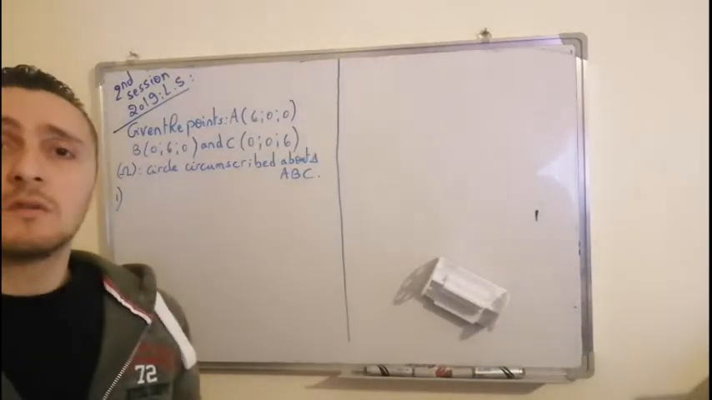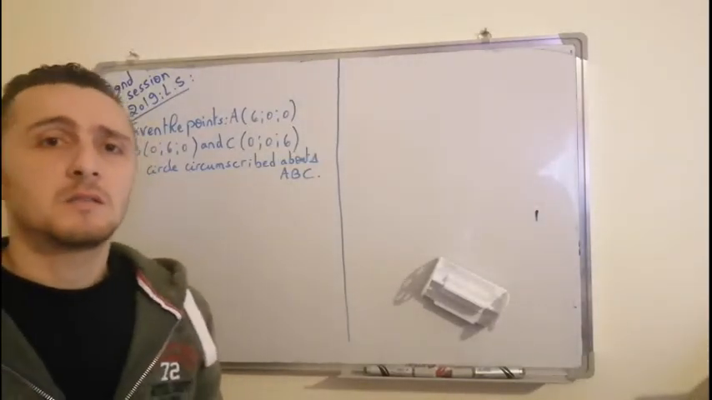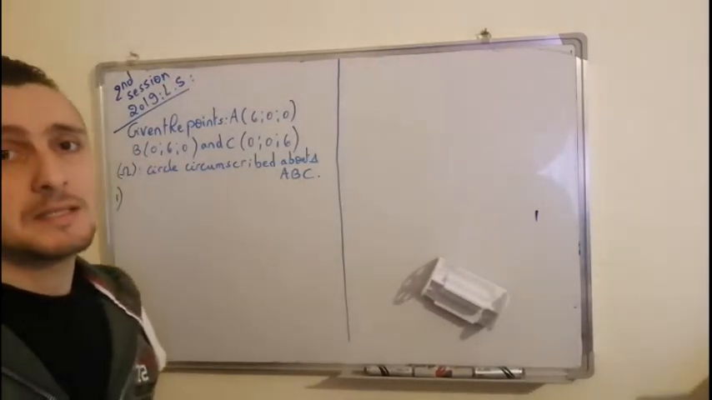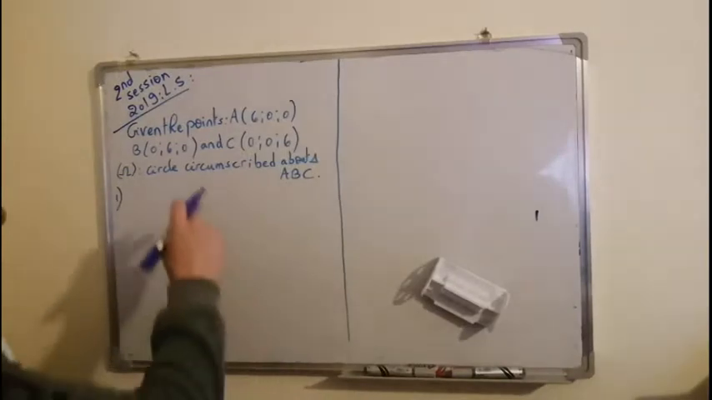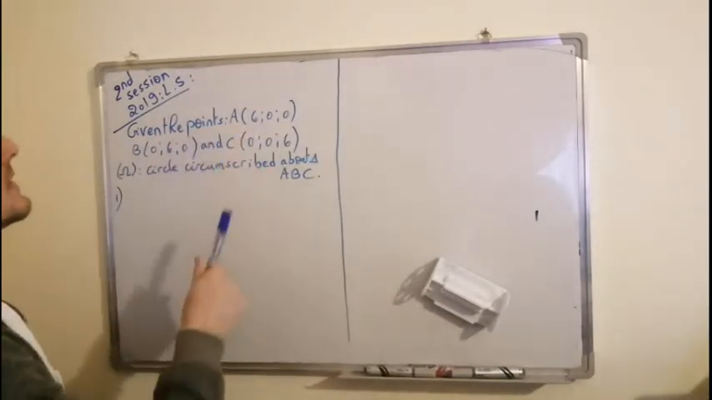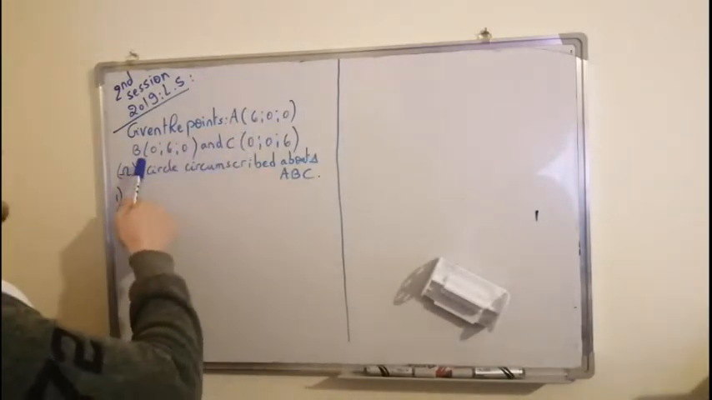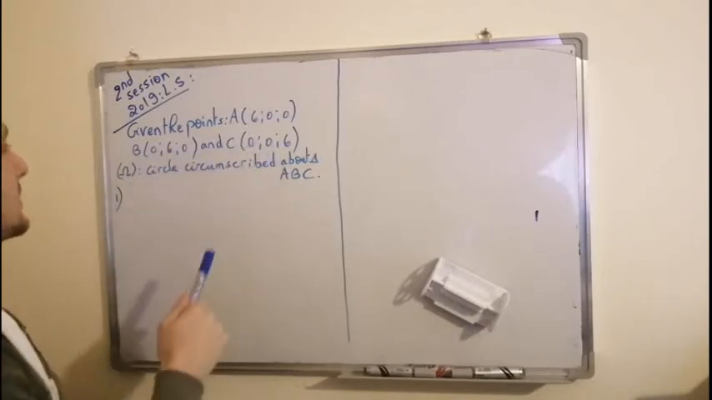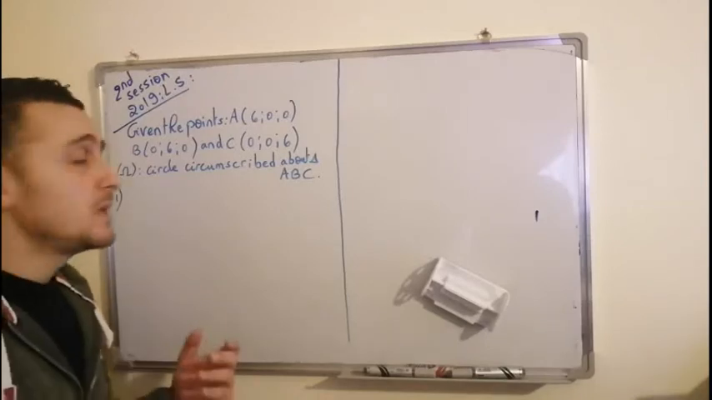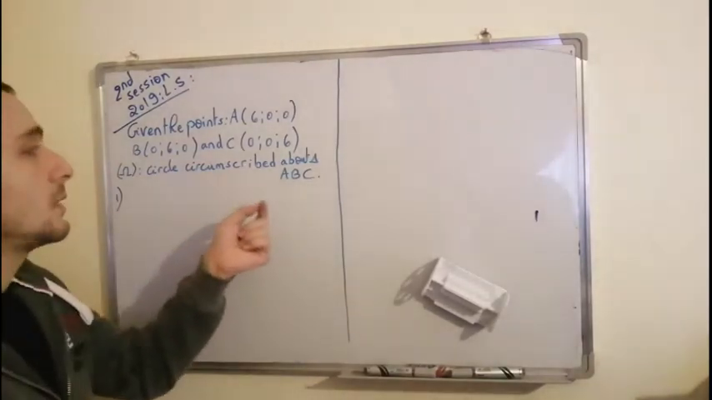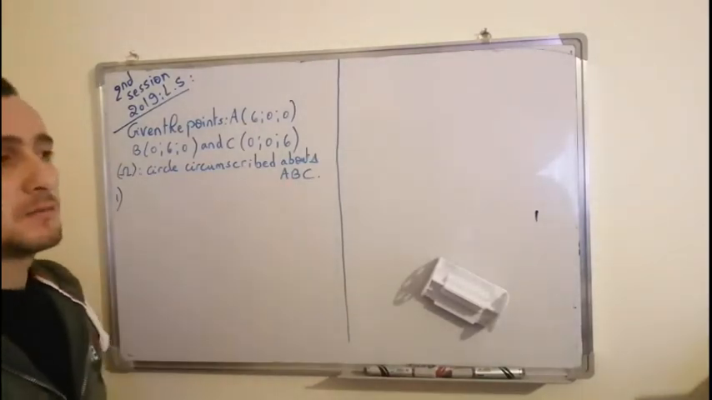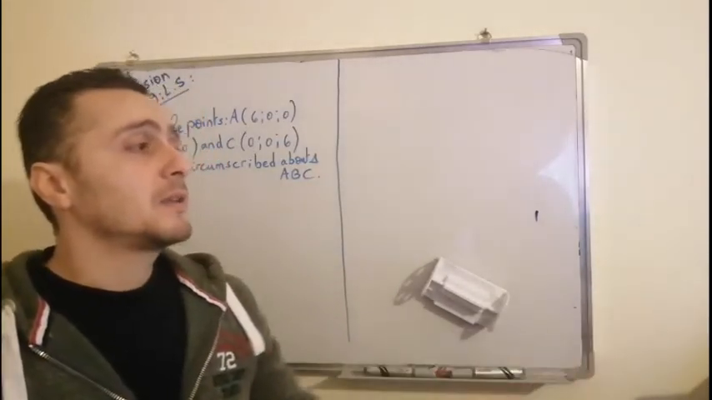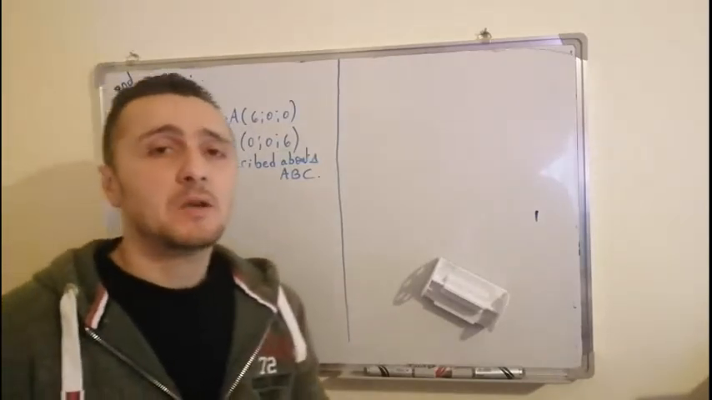Today I want to solve an exercise, first exercise in second session 2019 LS. Given the points A (6, 0, 0), B (0, 6, 0), C (0, 0, 6). Let gamma be the circle circumscribed about triangle ABC. First question is so easy. Show that the triangle ABC is equilateral.